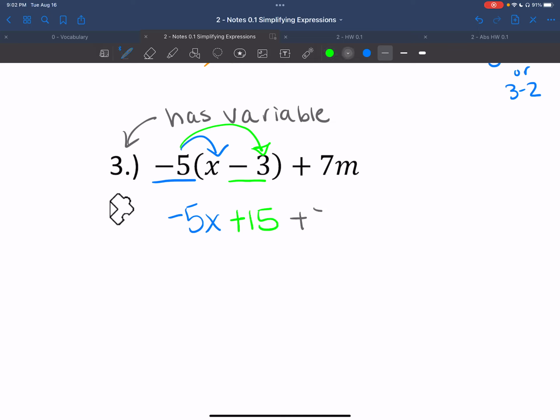Everything else gets brought down because it wasn't inside of the parentheses. And now I check if I combine like terms. In this one, we don't combine like terms. We have an x here and we have an m here. They are not alike, so they do not get combined.